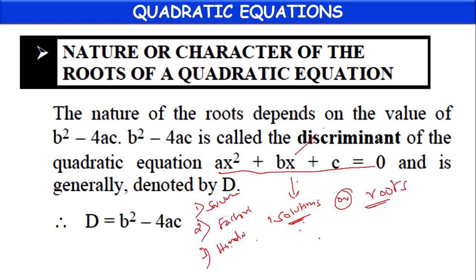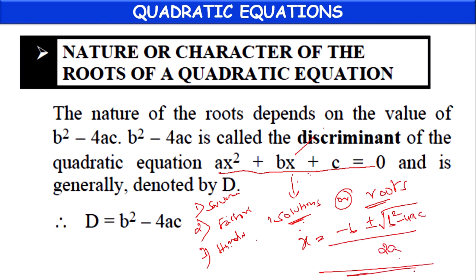In the Sridharacharya method, we have learned that the x value of a quadratic equation of this form will be equal to minus b plus or minus root of b square minus 4ac, by 2a. This is the solution. If you take plus, one root will come. If you take minus, another root will come. Like that, any quadratic equation will have at most two roots.